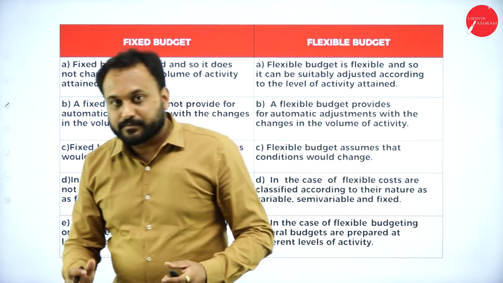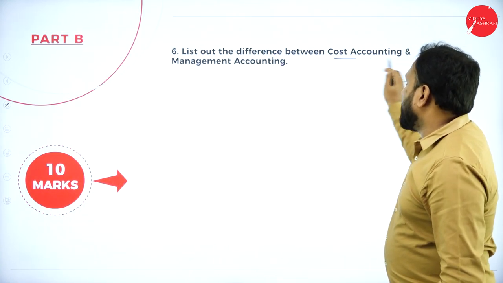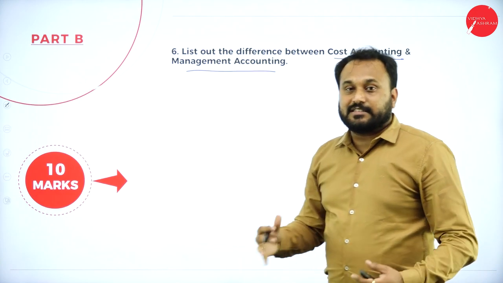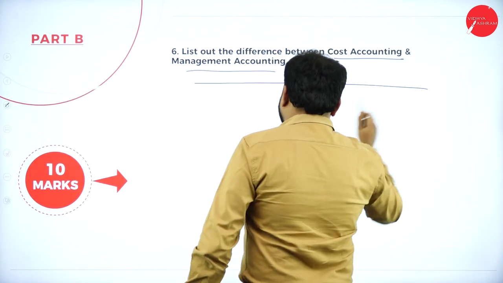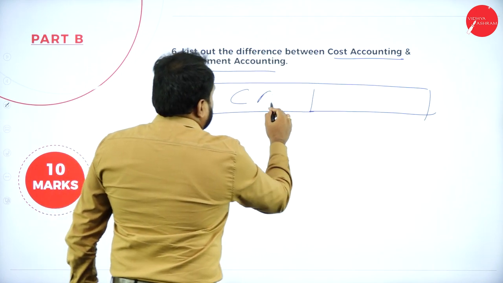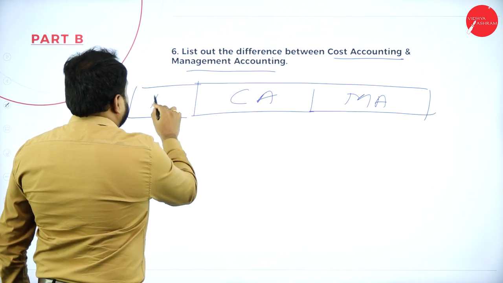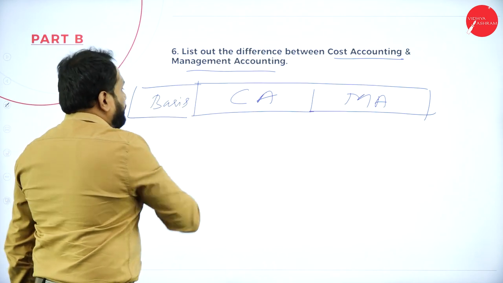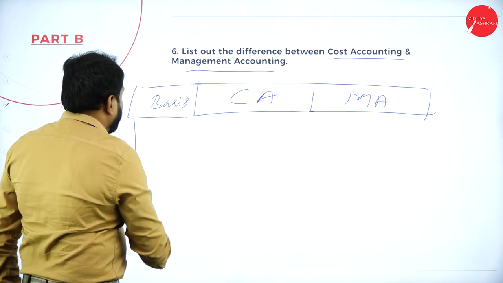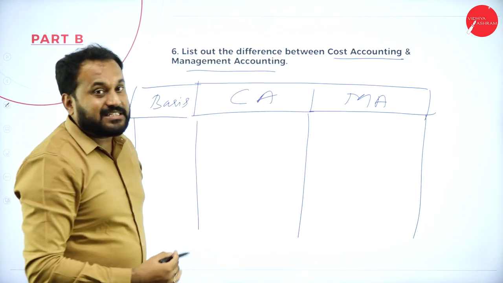Only then you will get 10 marks. Next question here we have is list out the difference between cost accounting and management accounting. Same way, what you should do is again go with the same. Here you will write cost accounting, here you will write management accounting. Anything you go with, if you have something called basis, it is very good. Now how many points you are supposed to write is, you need to go with 10 points each.